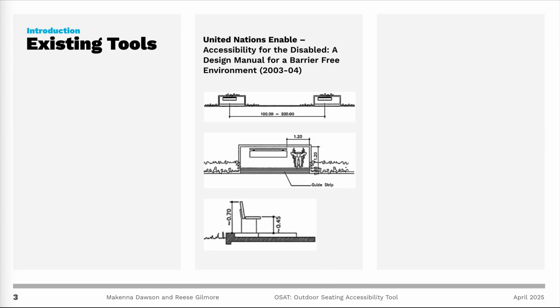So for reference, we looked at existing tools. We couldn't find any focusing on this exact topic with the elderly in mind, but we did look at United Nations Enable, Accessibility for the Disabled, a design manual for a barrier-free environment. This included some graphics about the spacing of seating, the area of clear space needed for accessibility, and the dimensions of the seats themselves to make them accessible.